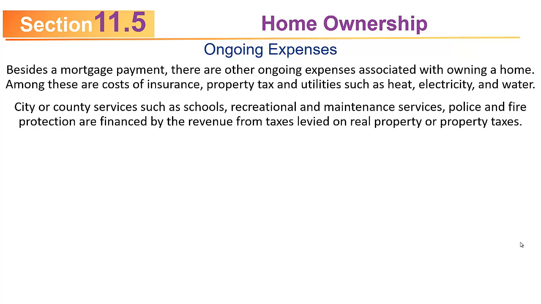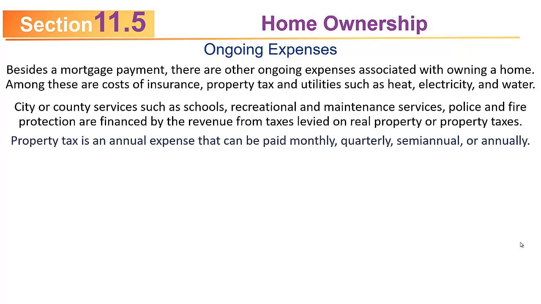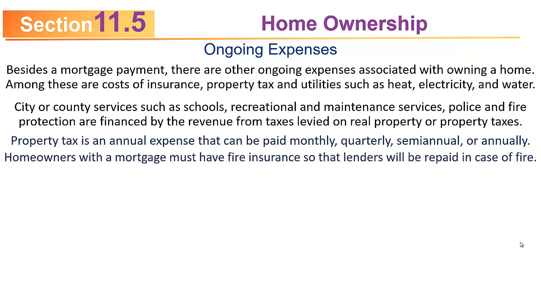So when you're actually paying your mortgage, you also have to look at where you live, because some of these local governments will add taxes to finance these schools and recreational services, your fire and police protection. So that also is going to factor in on how expensive it is to own a home. Property tax is an annual expense that can be paid monthly, quarterly, semi-annually, or annually. Homeowners with a mortgage must have fire insurance so that lenders can be repaid if it burns down. If that house burns down, the lender will be stuck unless you have insured it, so you're going to be required to have that fire insurance.